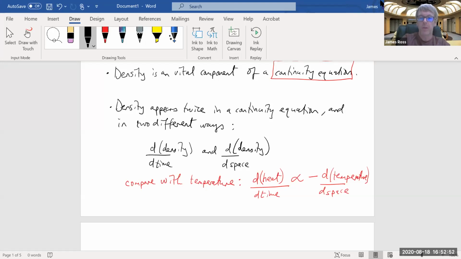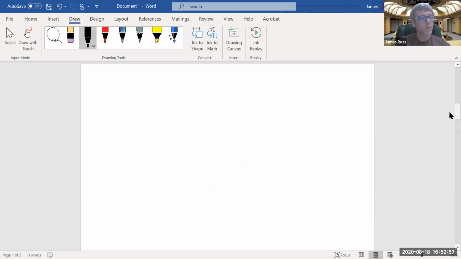So let's now formally introduce a continuity equation. Now, I'm not going to derive it. I'm going to introduce it and then state it, and then hopefully get you comfortable with it. So let's look at a general continuity equation. Continuity equation. Okay, continuity equations describe the transport of some extensive quantity.